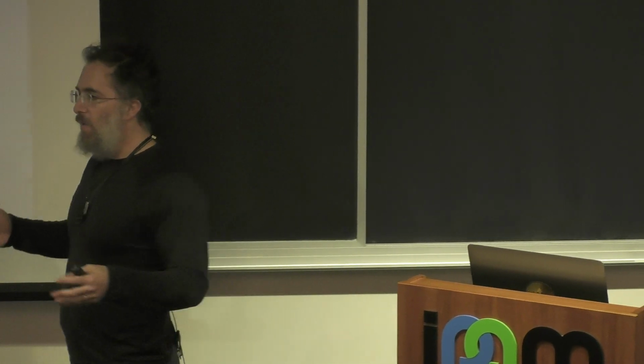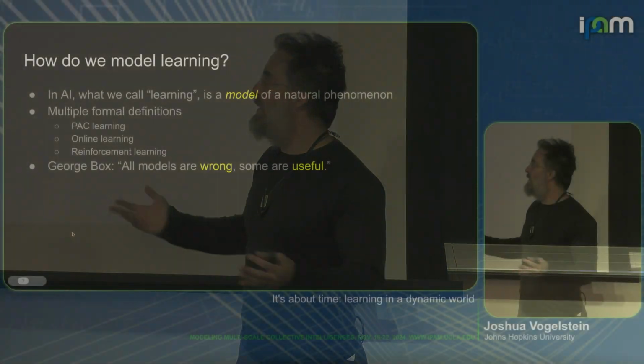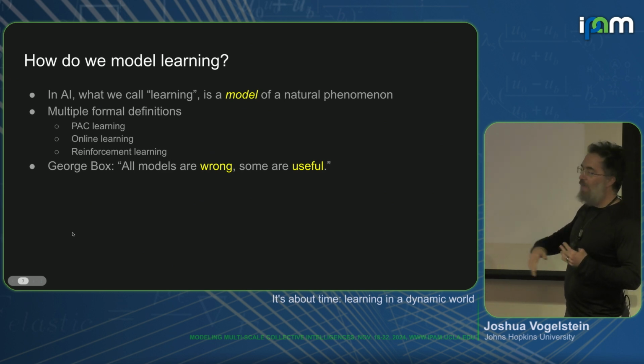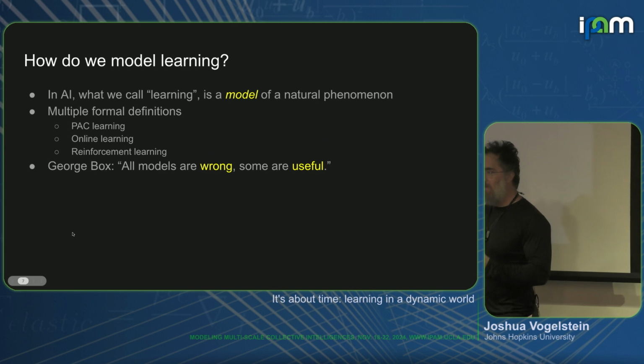Okay, that's actual learning, what animals are doing. But now I want to switch gears and talk about how we model learning. So it's been at least 100 years of people trying to model learning in various ways. And in AI, anything we call learning is a model of it.